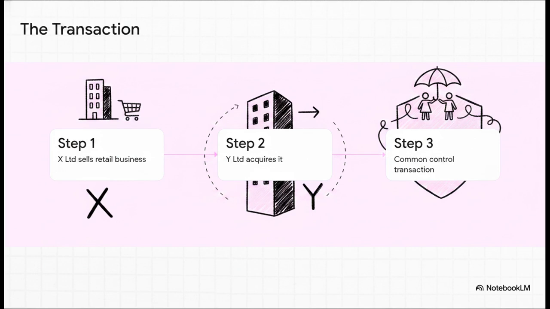Imagine a scenario with two companies. Step 1, X Limited decides to sell off its retail business. Step 2, who buys it? Well, Y Limited, which just happens to be the parent company of X Limited. Step 3, because Y is the parent of X, this entire transaction is happening under what we call common control. They are essentially part of the same corporate family.